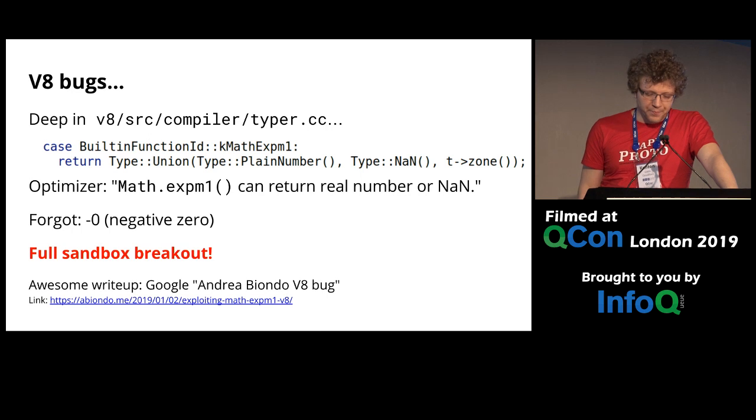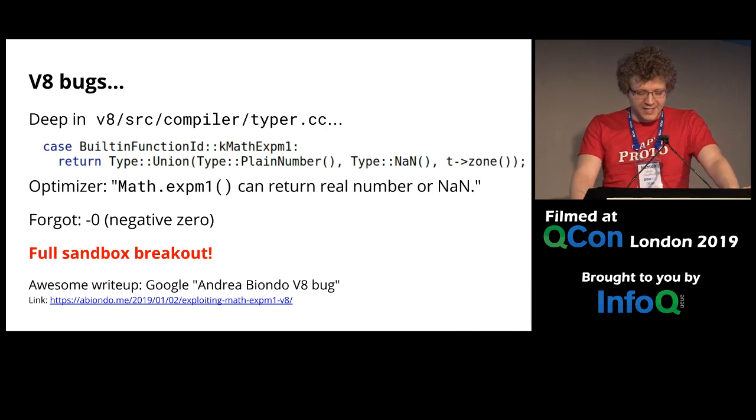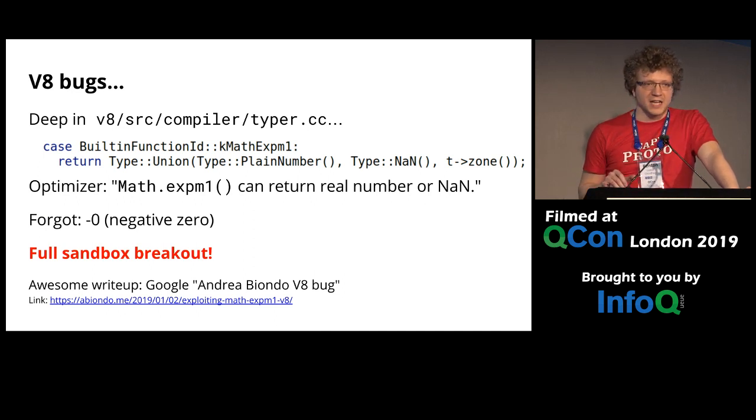So here's basically the problem. And I said my slides were going to get ugly. They've gotten ugly. This is ugly not just visually, but also for the content. V8 has these bugs. In this particular case, this is two lines of code from deep in the V8 optimizer, where these two lines basically say that the function Math.expm1, which calculates e to the power of x minus 1. I'm not good at math, so I don't know why you want that, but I'm sure there's a reason.